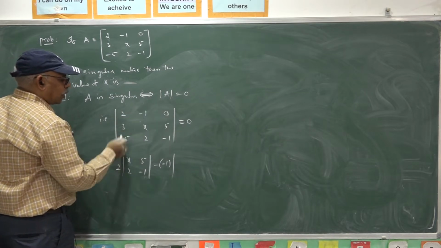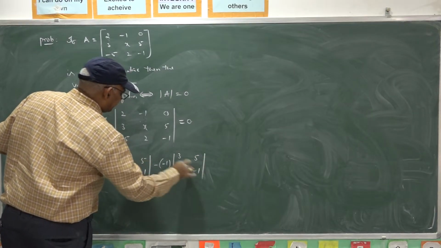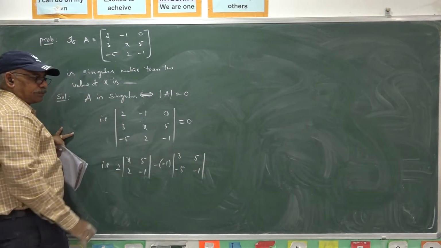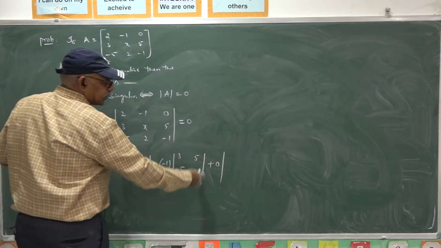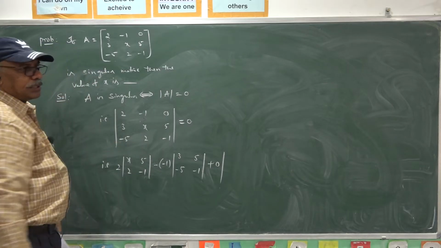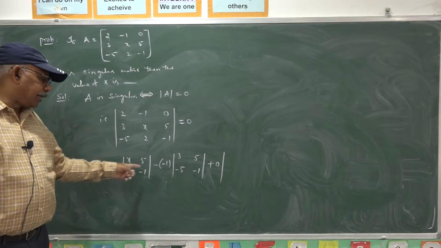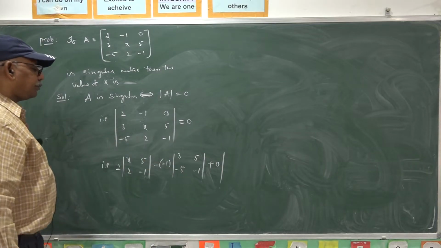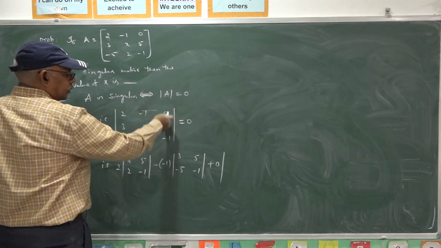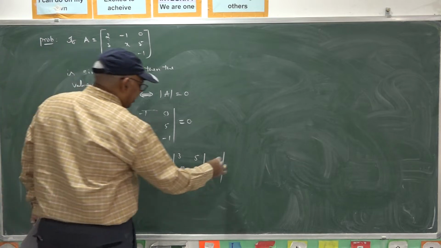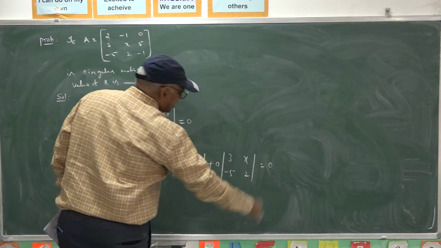the remaining submatrix determinant for the first row and second column, the 2 by 2 determinant 3, 5, minus 5, minus 1, plus 0 into. Based on the chosen row, you have to take the sign convention. So, plus 0 into the remaining 2 by 2 determinant after eliminating the first row and third column, 3, x, minus 5, 2. The value must be 0.